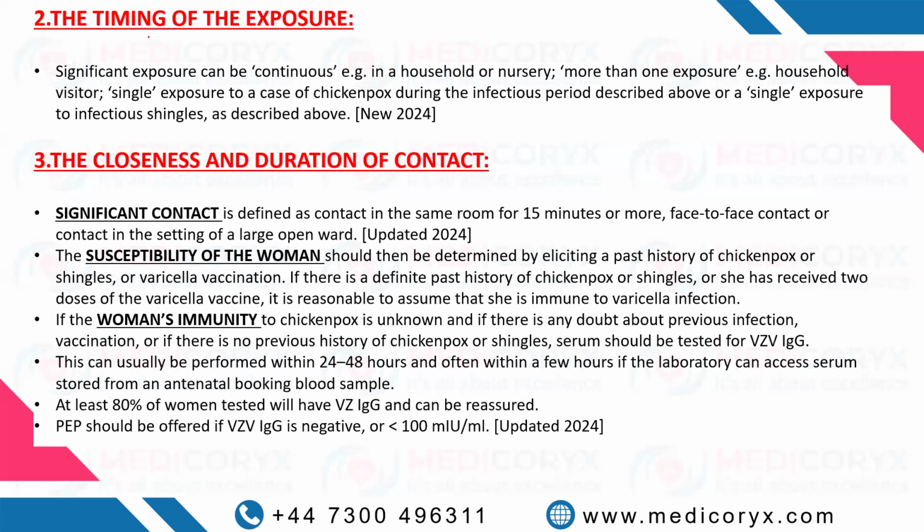The next question arises, the timing of the exposure. Significant exposure can be continuous, for example in the household or in the nursery. More than one exposure, for example a household visitor. Or a single exposure to a case of chickenpox during the infectious periods described above, or a single exposure to infectious shingles as described above. Nursery means where there are going to be multiple small kids. Of course, they are so susceptible to any viral infection, right? Because immunity is not that developed. So this is your timing of exposure.